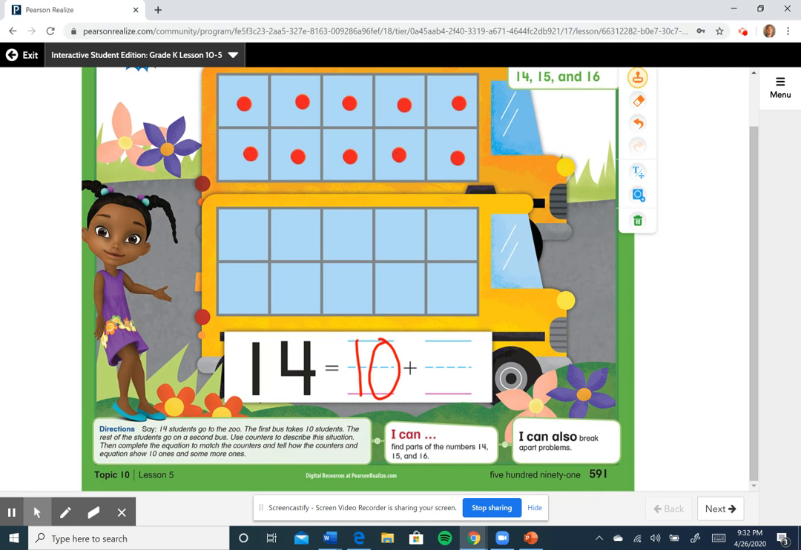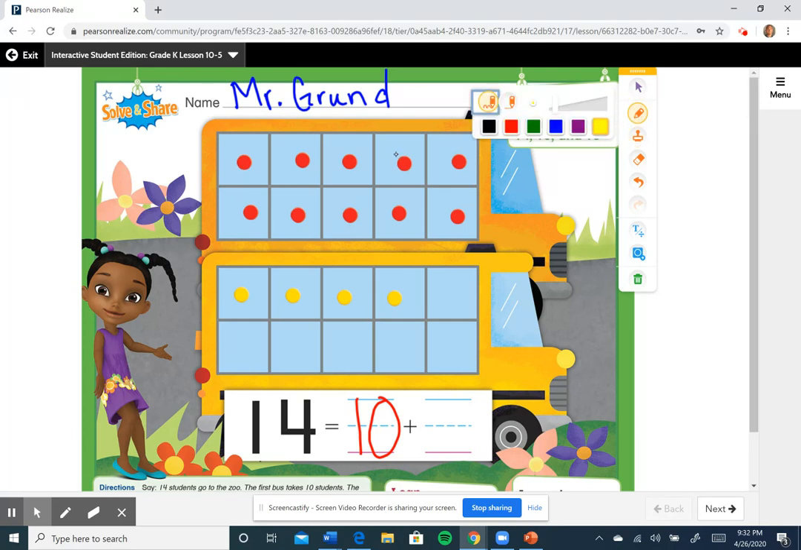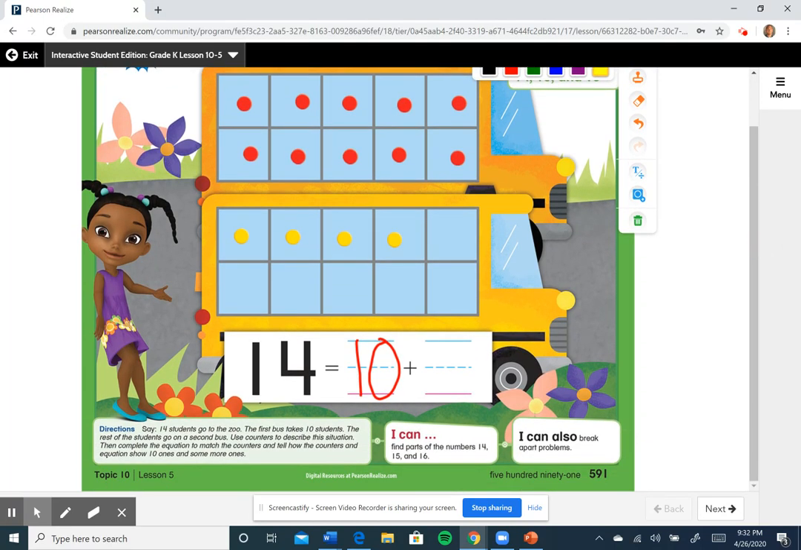So I'm just going to keep adding counters and counting until we get to 14. So we have 10, 11, 12, 13, and 14. So I got to 14. Now I need to count how many yellow counters I added to see how many kids are on the second bus to the zoo. Ready? Let's count them together. Ready, set, go. 1, 2, 3, 4.